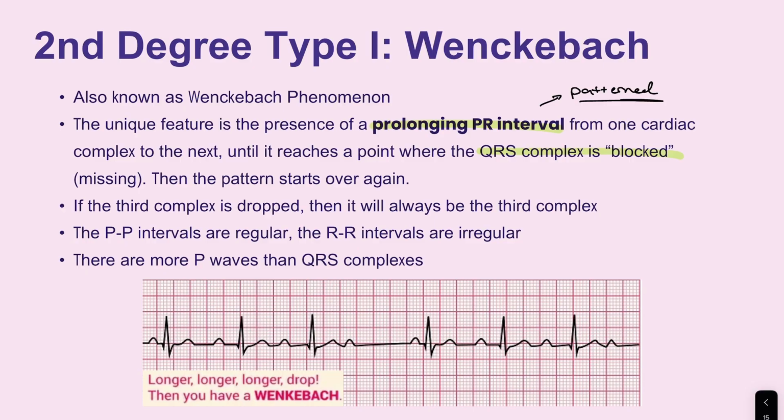The P to P intervals are going to be regular. The R to R intervals are irregular. And there are more P waves than QRS complexes.